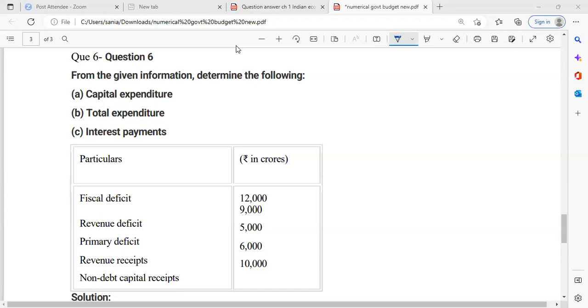Okay, so capital expenditure. Okay, fiscal deficit is given, that is 12,000. This is equal to question mark minus total receipts. It's not given. Okay, revenue. Ma'am, revenue receipt and total receipt, what is the difference?